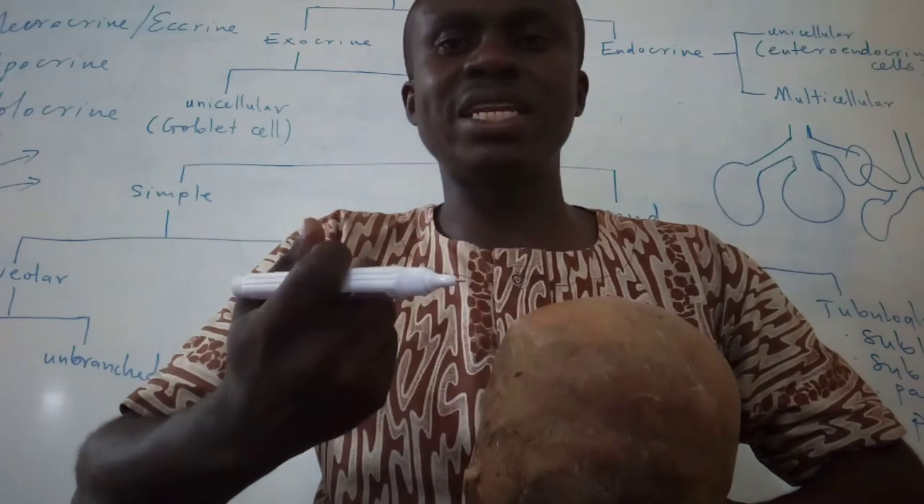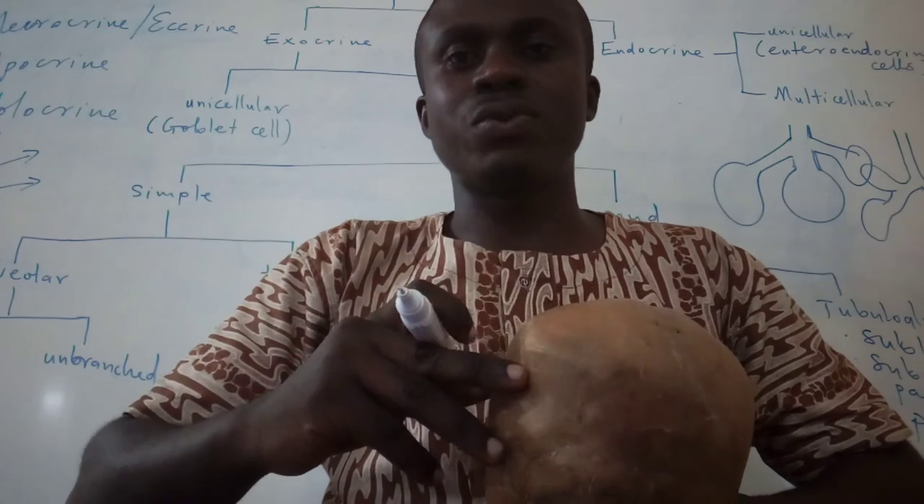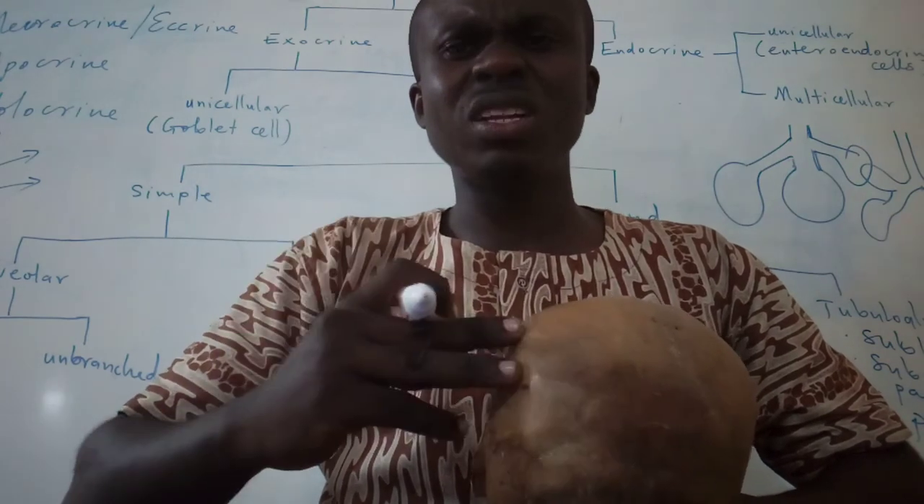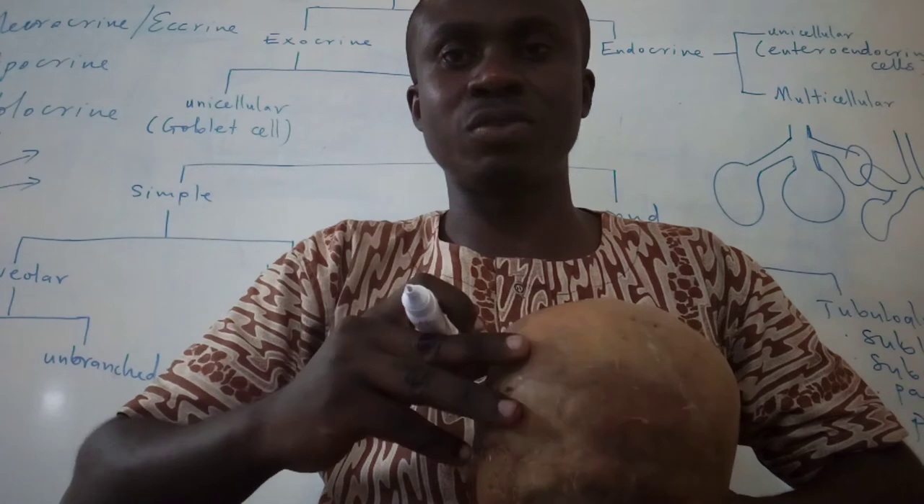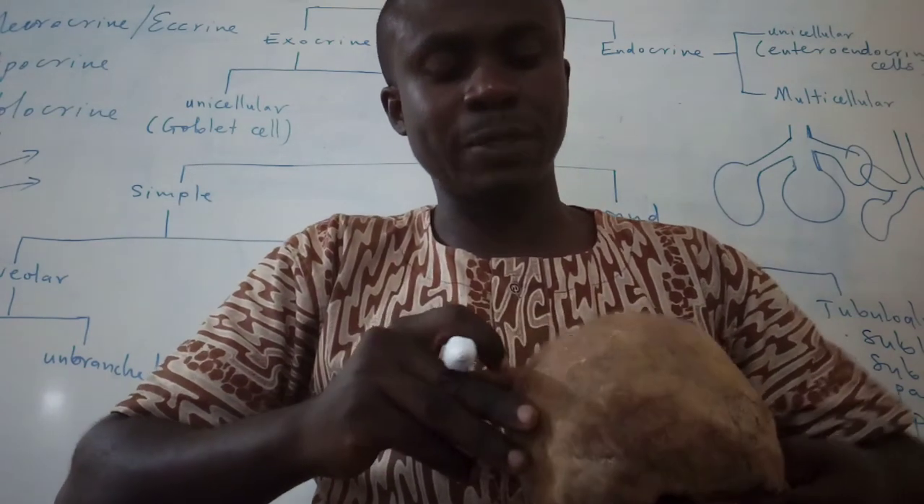Now, if you look at the inner aspect, which we'll look at, you will realize that you have some grooves for the branches of the middle meningeal arteries. We find the grooves over there.